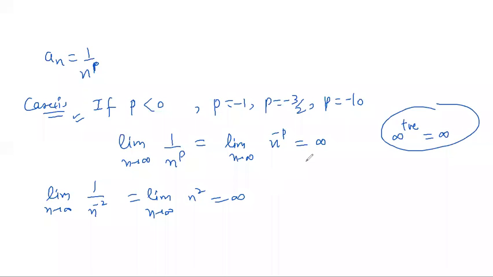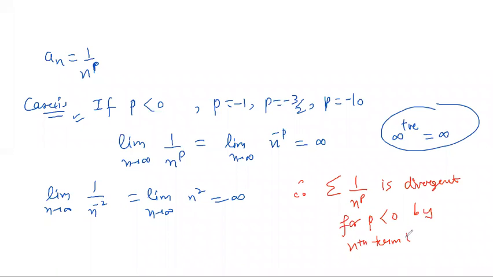The answer is going to be divergent. Divergent by which test? So this is divergent for p less than 0 by nth term test. So you know what I have just done? I have just applied the nth term test. So according to the nth term test, I had to take the limit directly. So limit n tending to infinity 1 by n raised to power p, infinity आ गई. This is something non-zero.